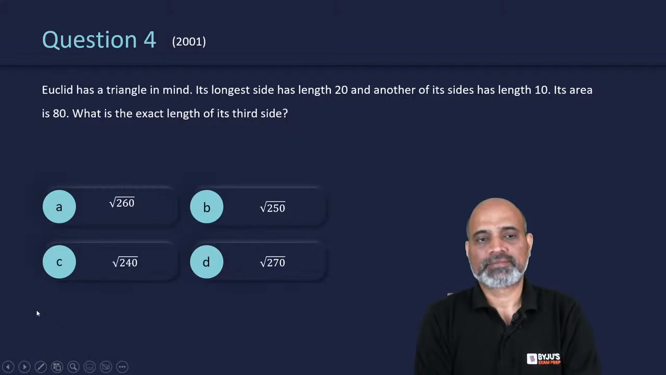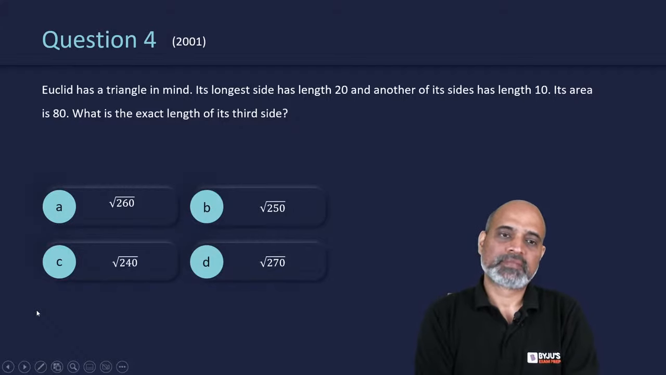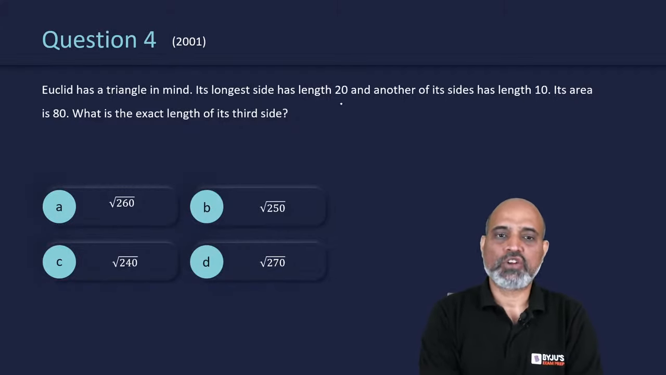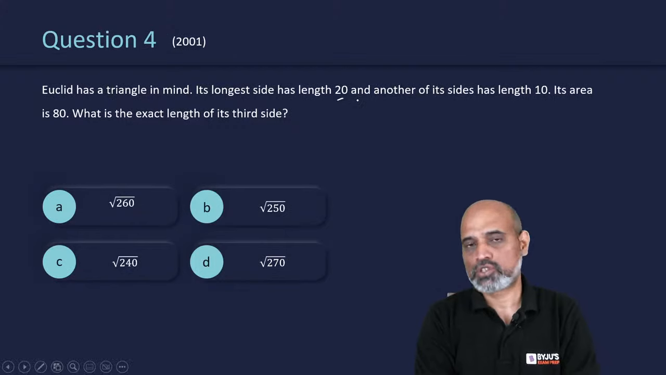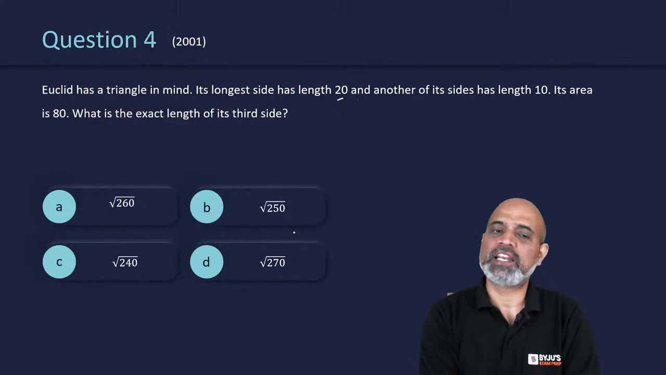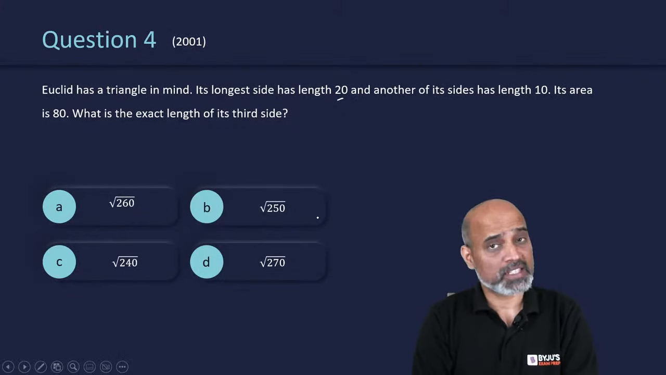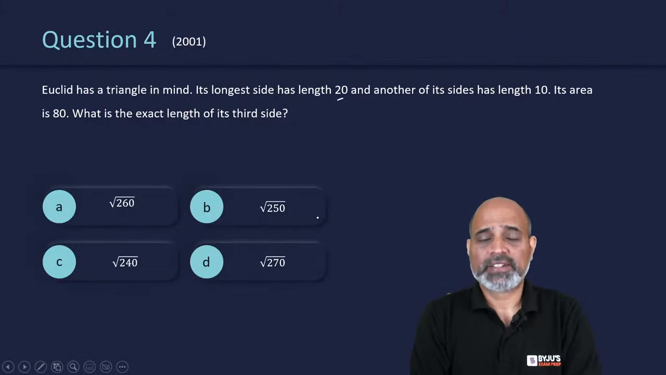क्या करा जाए? It says its longest side is 20. So the shorter side will be less than 20. If you calculate all of these options, they are less than 20, right?